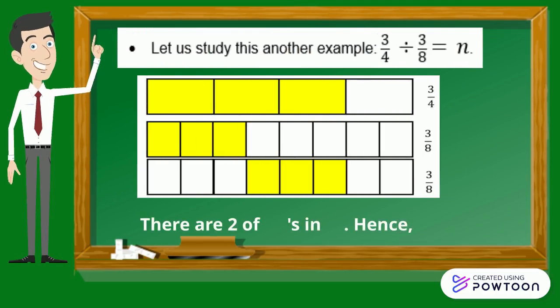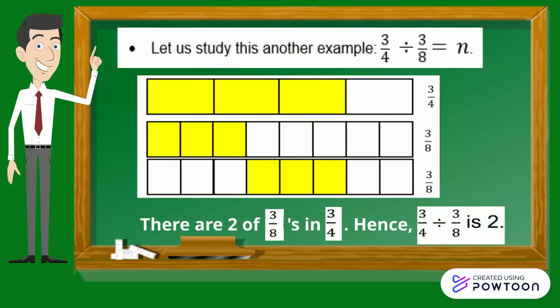Let us study this another example. 3/4 divided by 3/8 equals n. There are 2 of 3/8 in 3/4, hence 3/4 divided by 3/8 is 2.